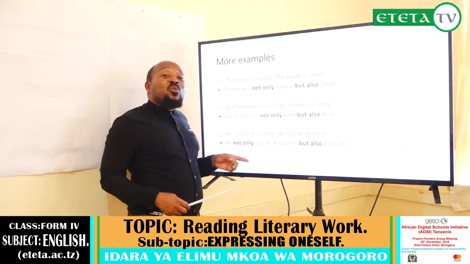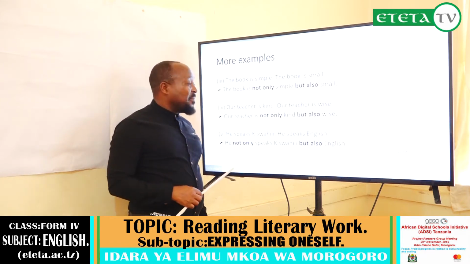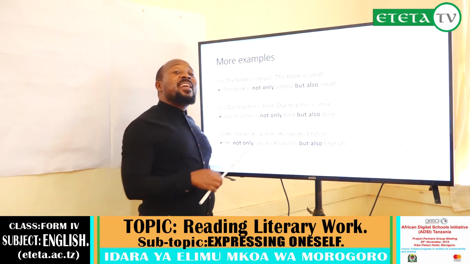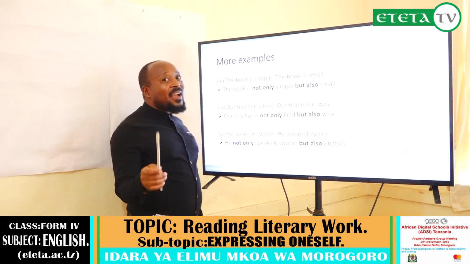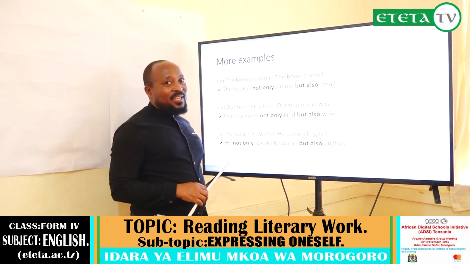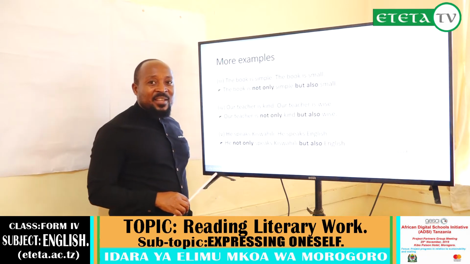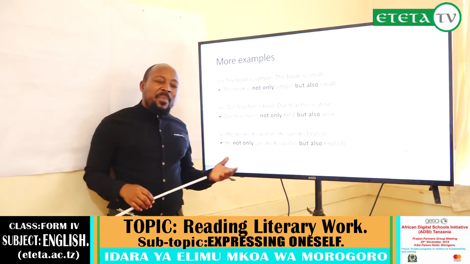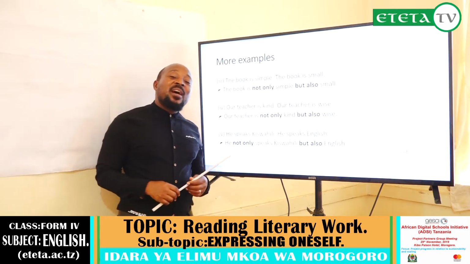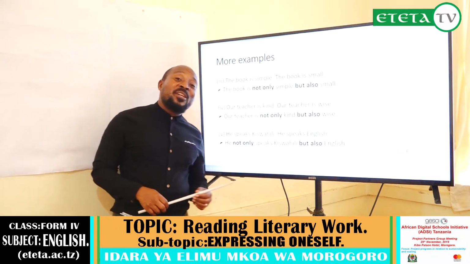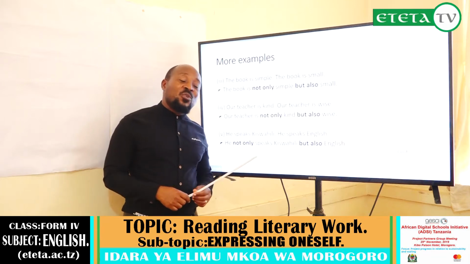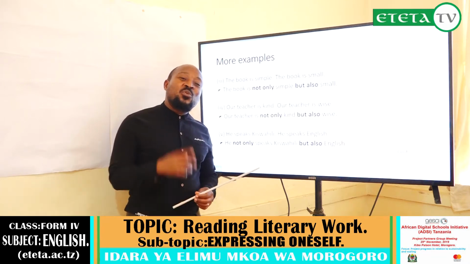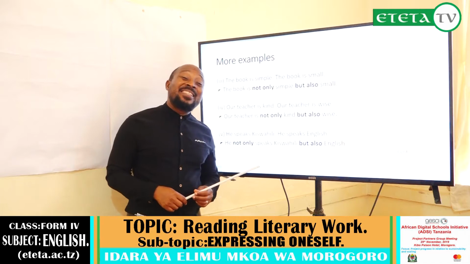We have this person who is very good at speaking Kiswahili, but he's also good at speaking English. And so we say, he not only speaks Kiswahili, but also English. He has both qualities. Now, maybe you have already known the proper use of not only but also: we use it only when we want to show that two things or two qualities go together at the same time.